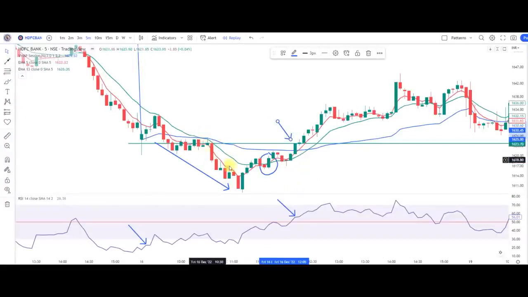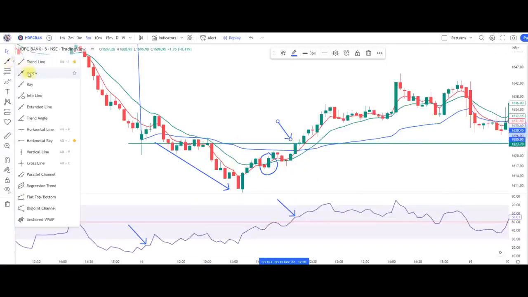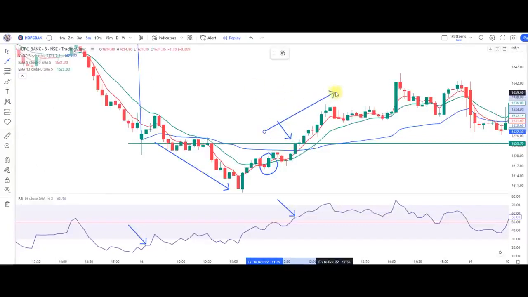When you see here, on the same day we got the short entry as well as the long entry. After entering into the long trade, we got a nice up move on the same day. So we can capture both the ends.